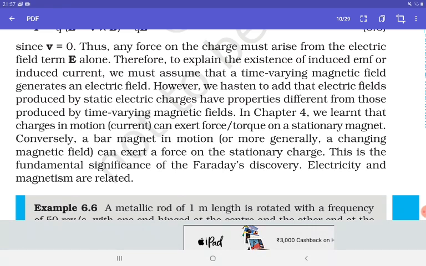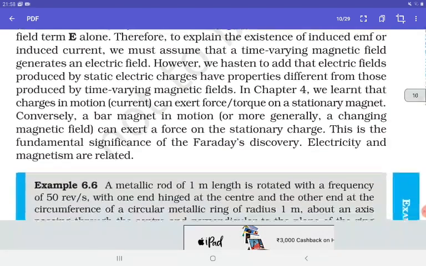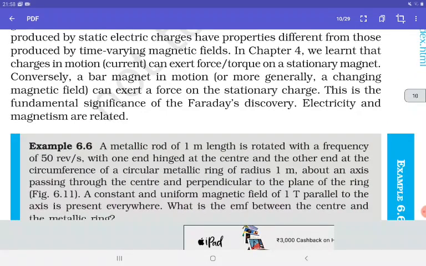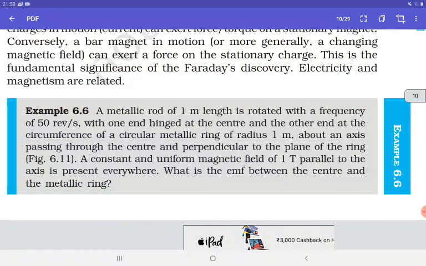In Chapter 4, we learned that charges in motion can exert force or torque on a stationary magnet. Conversely, a bar magnet in motion, or more generally, a changing magnetic field, can exert a force on a stationary charge. This is the fundamental significance of Faraday's discovery. Electricity and magnetism are related.